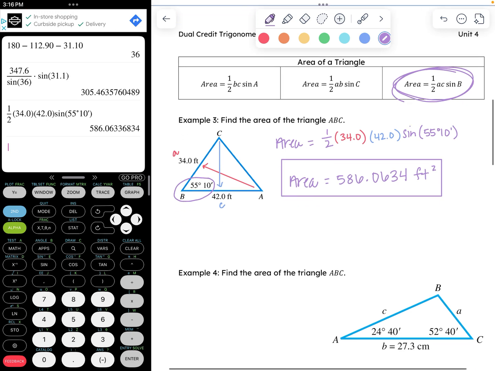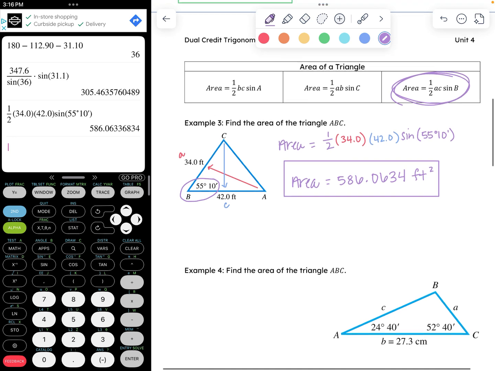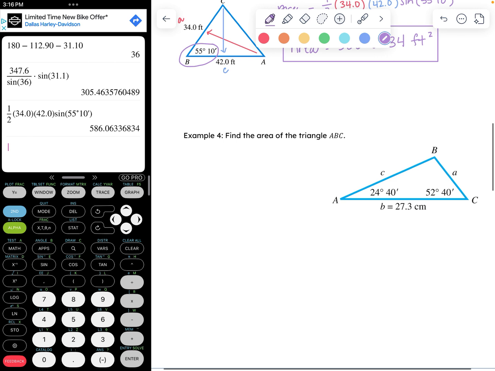Okay, let's do the next one. If I'm looking here to find the area for the next one, remember we need two sides and an angle. I only have one side though. So I'm going to have to use my law of sines to find a missing side, and then I can find my area. So I'm going to come over here and find side A.